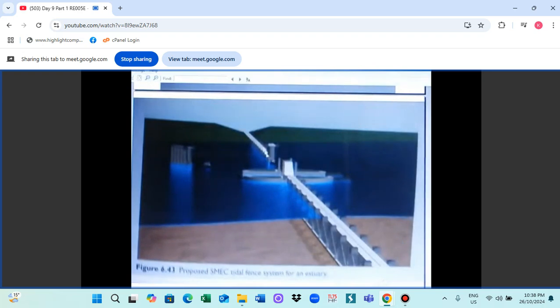In this case, as you see, the dam. So these dams, when the tide is low tide and high tide, whenever the high tide and low tide, the water passes through those places and generates the electricity.